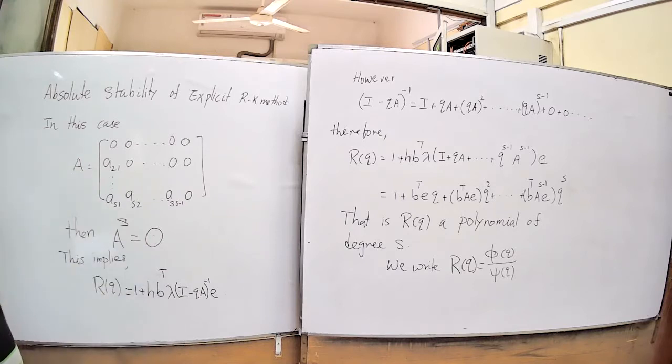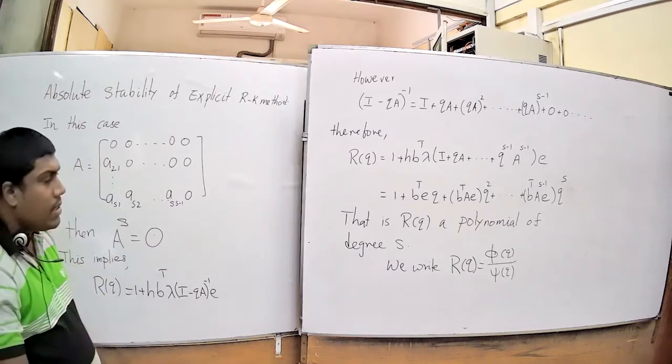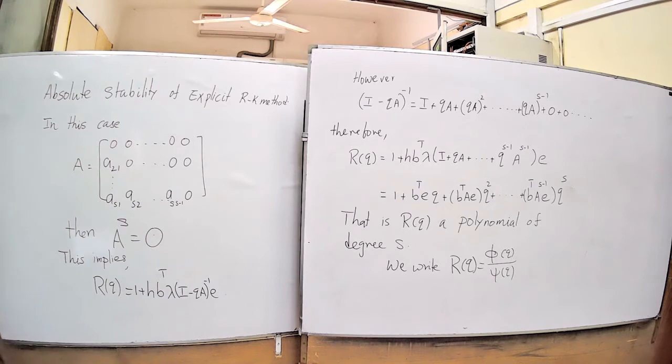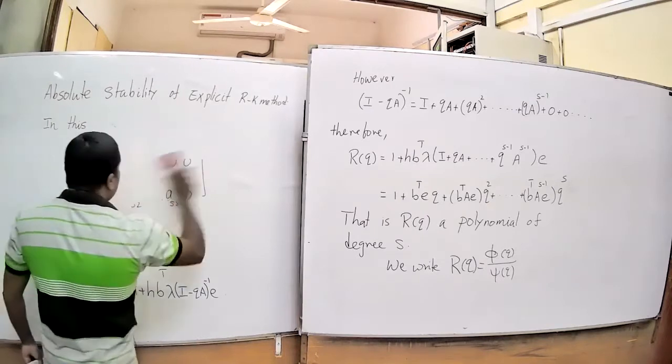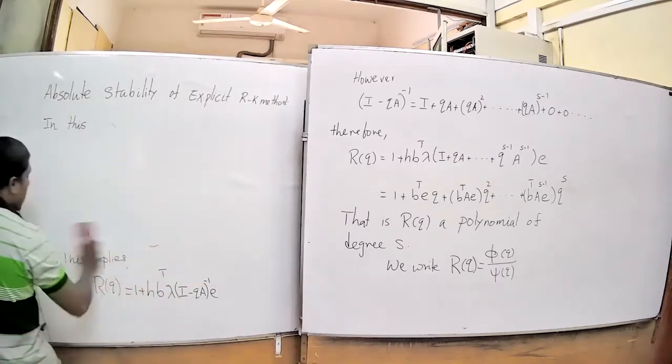Right, so for convenience, let us write this R of q as a rational function, phi of q over psi of q with appropriate degrees, right? So both of them can go up to maximum s degree, right? So that is just another observation which we can make, right?